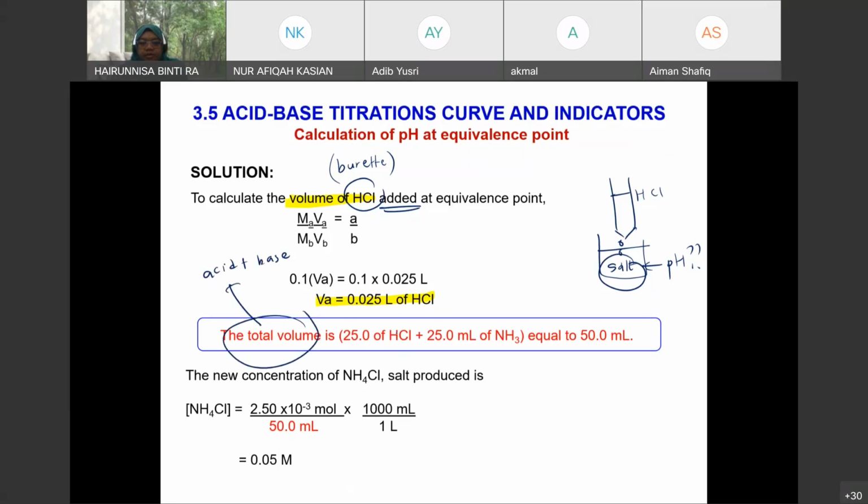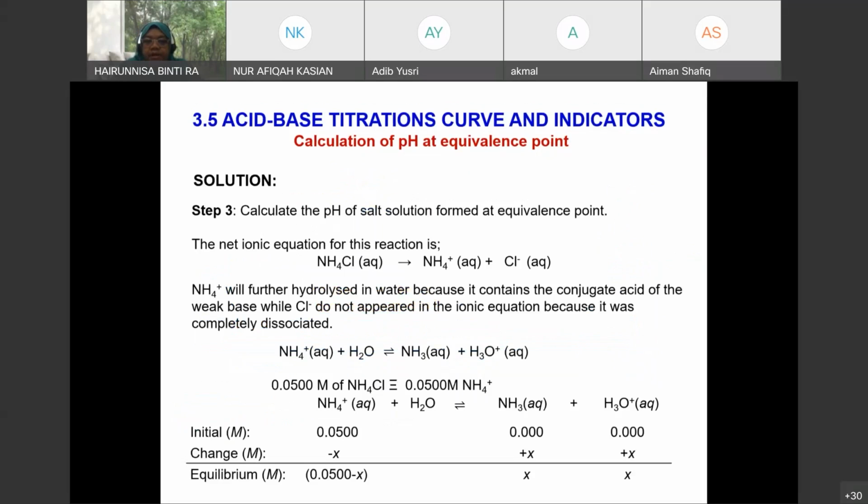That's why bila you nak dapatkan salt, you kena dapatkan total volume between acid and base. Because of HCl, you dah kira 25 ml. So, ammonia pun also 25. So, you kena tunjuk lah, total dia adalah 50 ml. Okay, so dah ada mol ammonium chloride, volume pun dah ada, dah kira total volume. So bolehlah cari concentration of ammonium chloride. Concentration mol over volume lah. Okay, so you dapat 0.05 concentration.